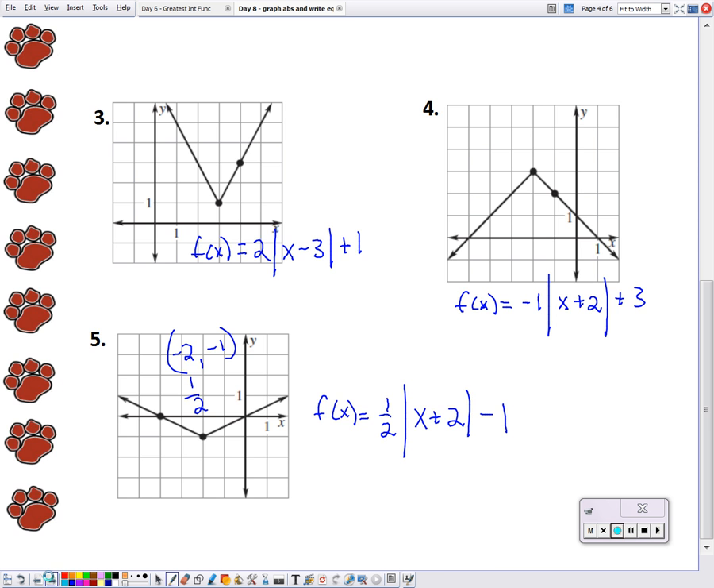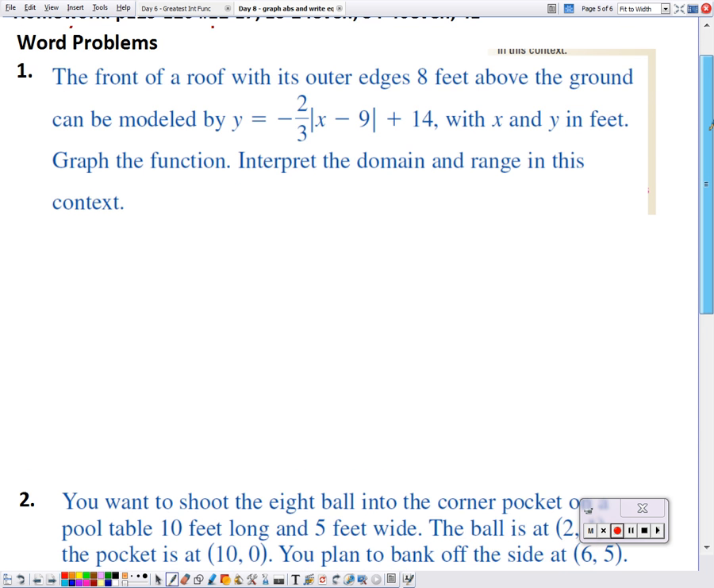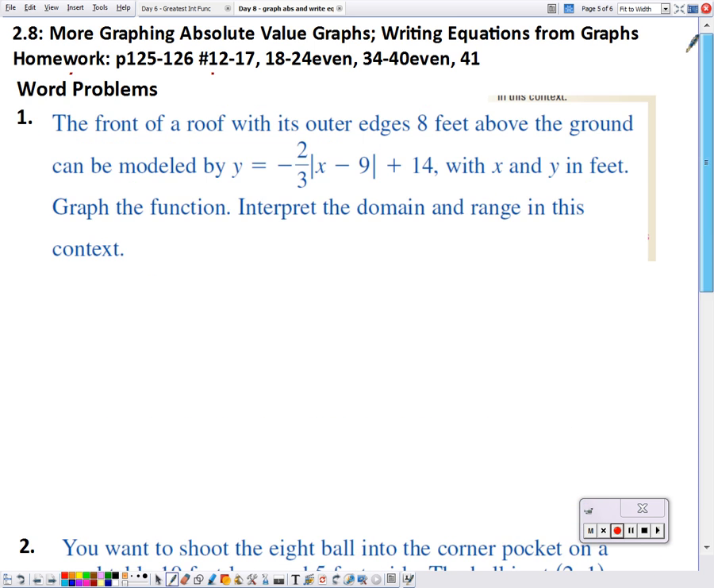Okay, right now I want everyone to start the home. Oh, wait, no, never mind. I lied. We're going to look at 2 word problems. Well, we'll see. Maybe we'll get 1.